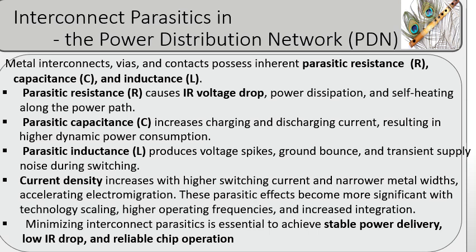As switching current increases, current density also rises, accelerating electromigration and reducing long-term interconnect reliability. These parasitic effects become more significant with advanced technology scaling, higher operating frequencies, and greater circuit integration.